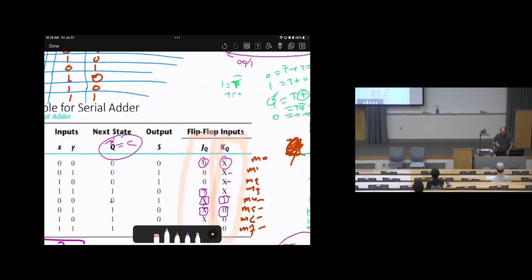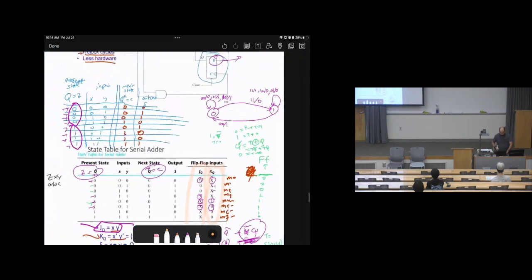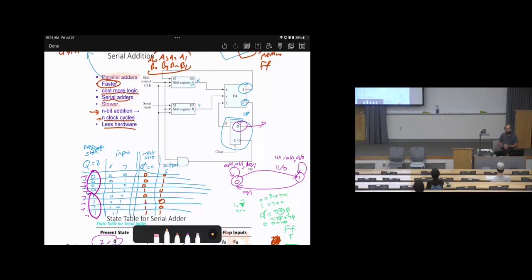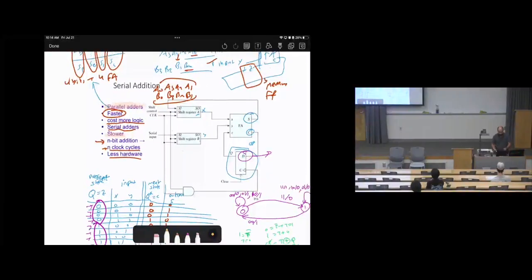So it's very important to understand this one, or how to make the flip-flops. If you see, in the quizzes or the exams, design serial adders using D flip-flop or JK flip-flop or T flip-flop.